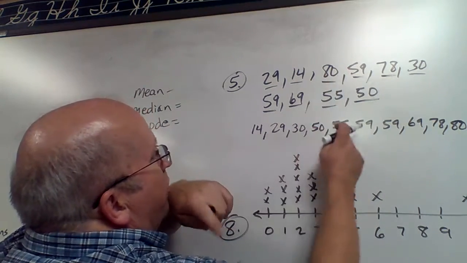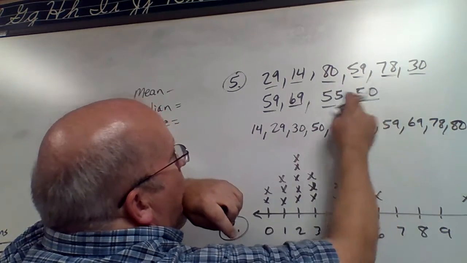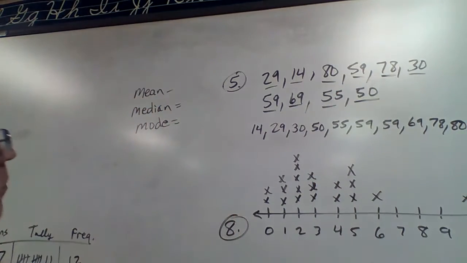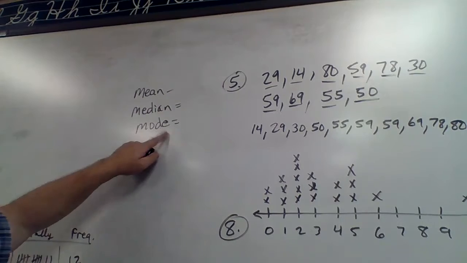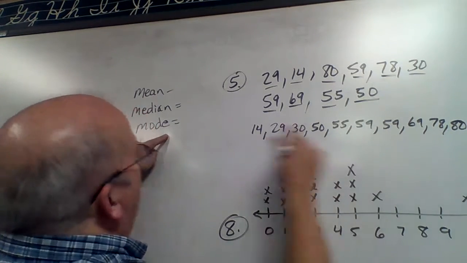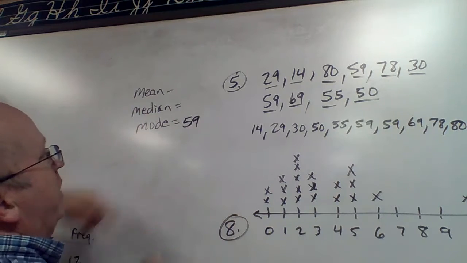1, 2, 3, 4, 5, 6, 7, 8, 9, 10. Yep, I got them all. Okay, so which number appears most often? We're looking for our mode. Wouldn't that be the 59? Because it happens twice? I agree, 59.